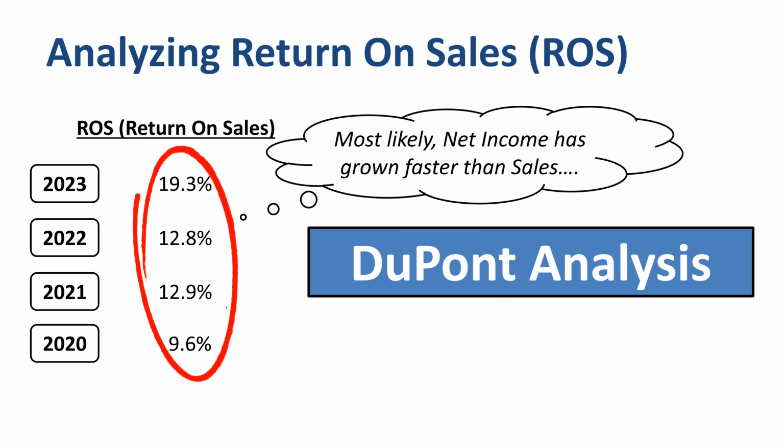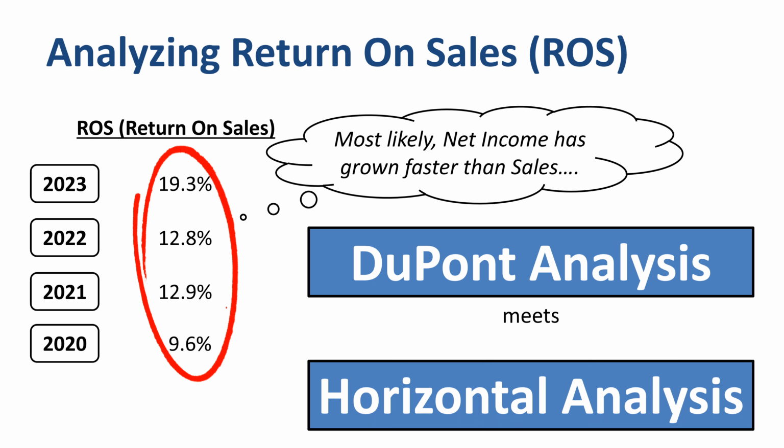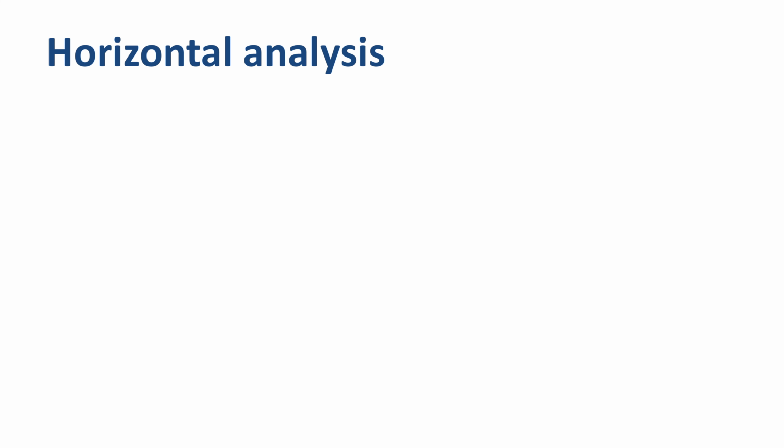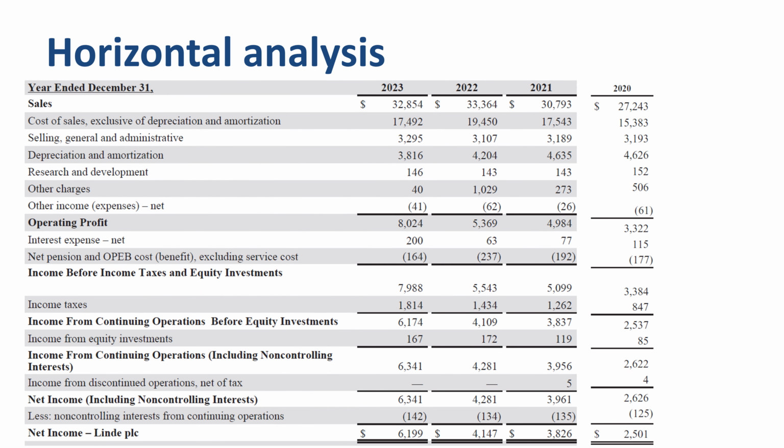This is where we pull in another financial analysis tool to dig deeper and help us gather insights. Hello DuPont analysis, meet horizontal analysis. Horizontal analysis is used to evaluate a company's performance over time, spotting the direction of change in account balances and the magnitude in which that change has occurred. Let's do a simplified version of horizontal analysis. Rather than comparing each year to its previous year, we compare the latest year in our data set, 2023, to the oldest year in our data set, 2020.